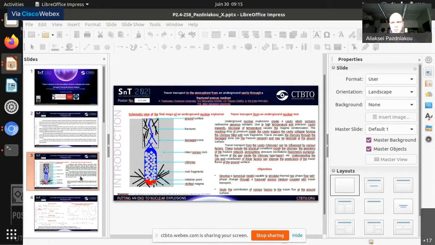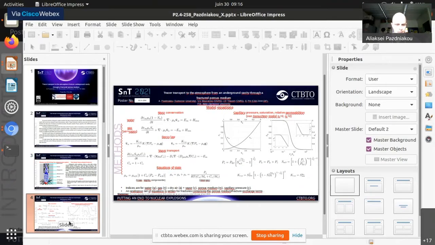So our model allows us to simulate this situation, and now we are addressing various cases to study the effects of various parameters on the tracer flux, which you can measure on the ground surface.